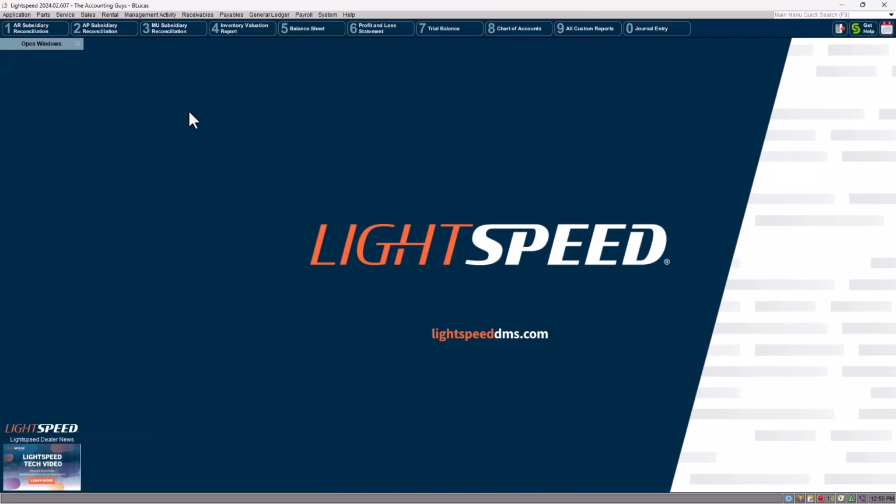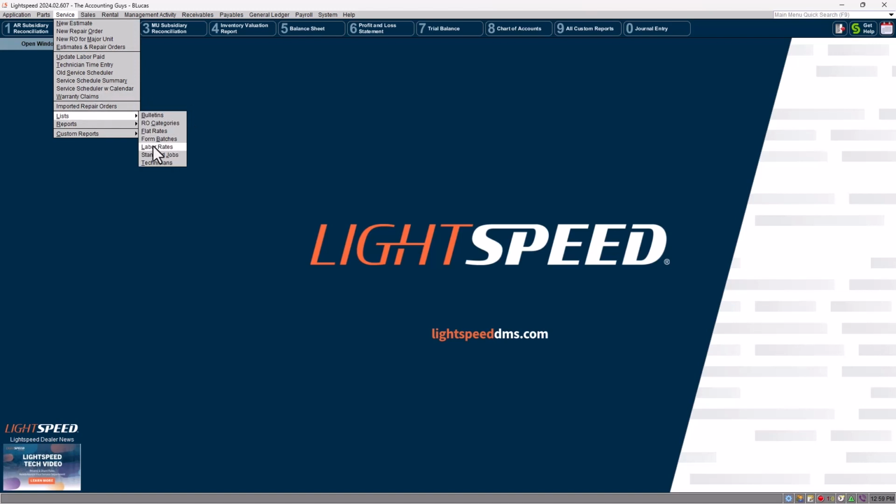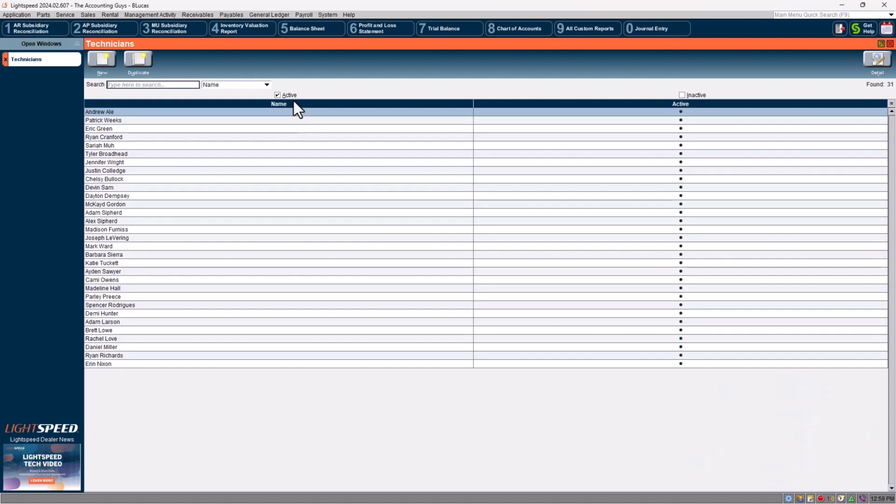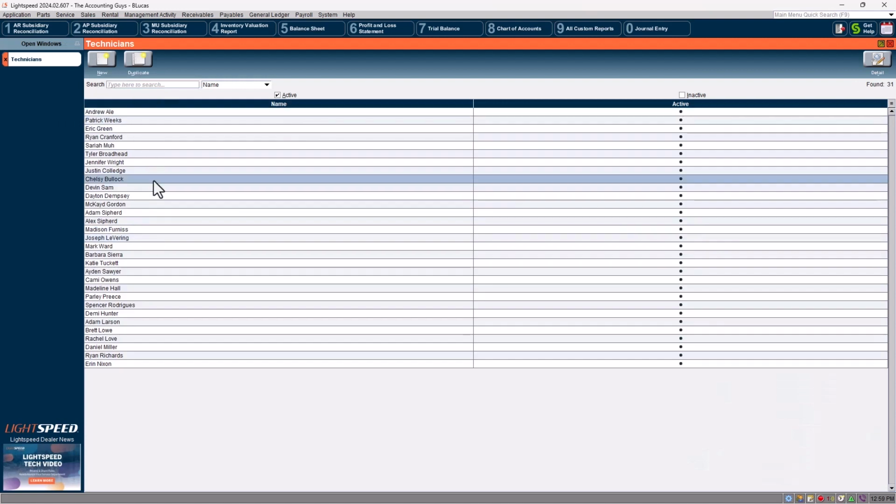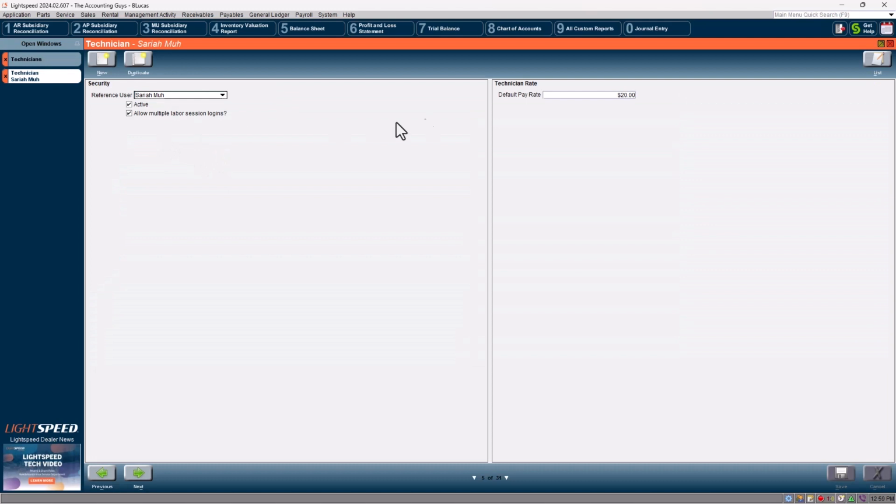Okay, so in Lightspeed, we're going to go under Service, in Lists. This is where you find your labor rates. Again, this is what you're charging your customers. This is the revenue side. Down here, we have technicians. You'll want to make sure that you have a list of your active technicians. And in here on the right, this is what I'm paying them. This is their hourly rate. A lot of technicians are also on a salaried basis, but you want to break that down into that hourly amount, because the system is going to calculate it based off of their hours that they're working on jobs. So that's where we put in that rate.